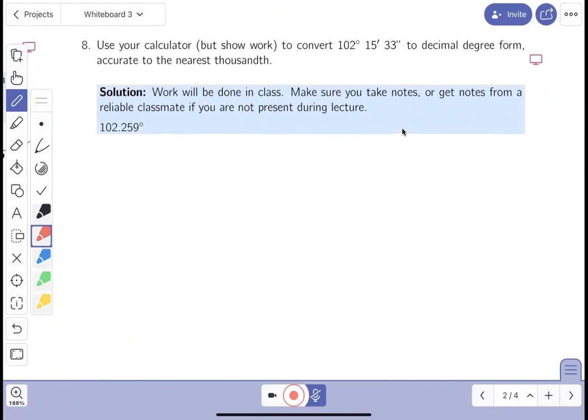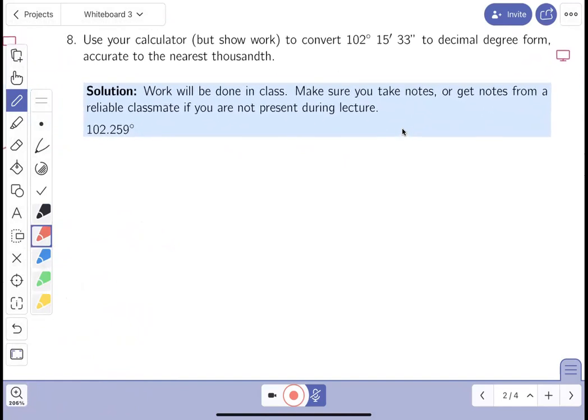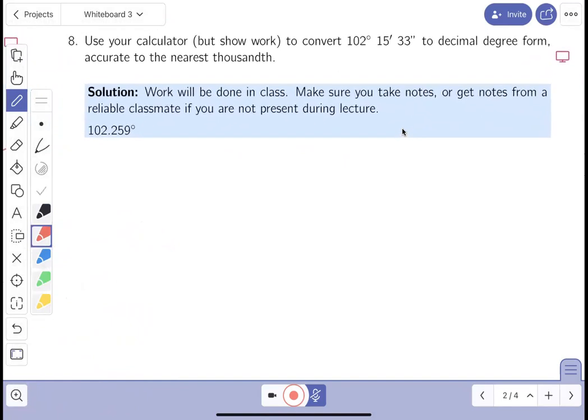Number 8, they want me to do some computation. They say use your calculator, but show work. I'm going to write down what the work is. All right. So it's 102 degrees plus, I need to convert 15 minutes into degrees. And what's that conversion factor going to be? Well, there's going to be 60 minutes in every 1 degree. We'll do the work later. I'm just writing down what the work is.